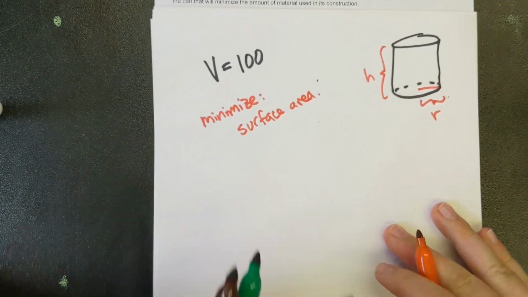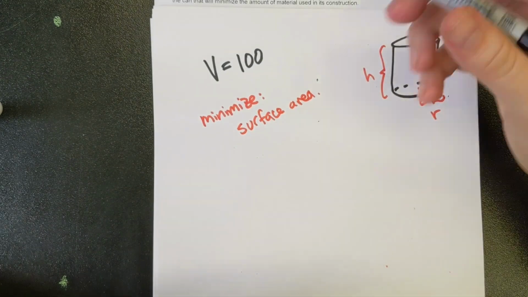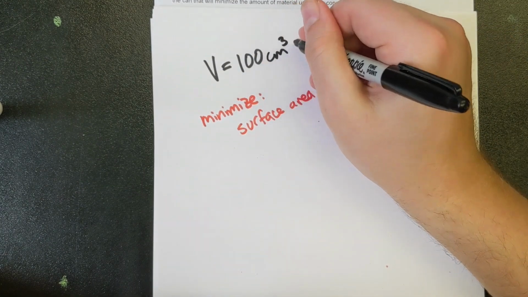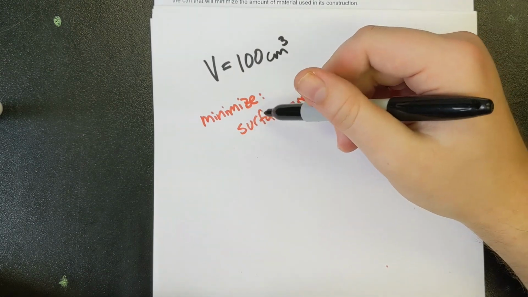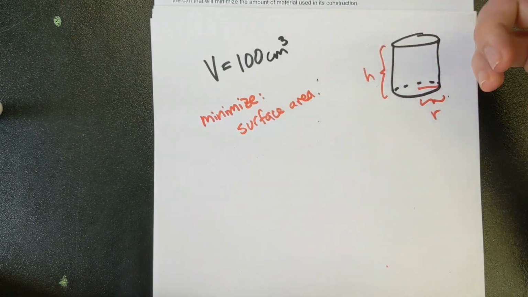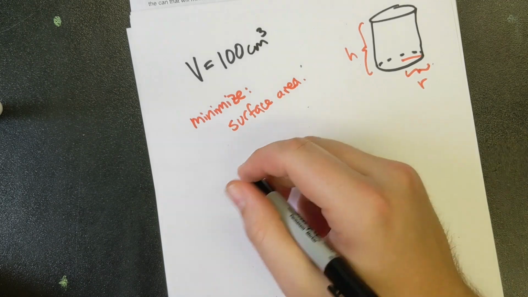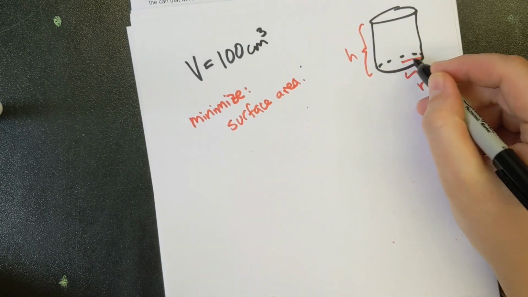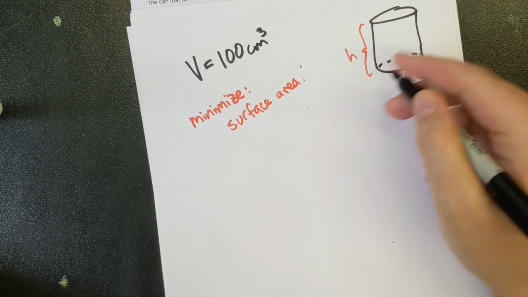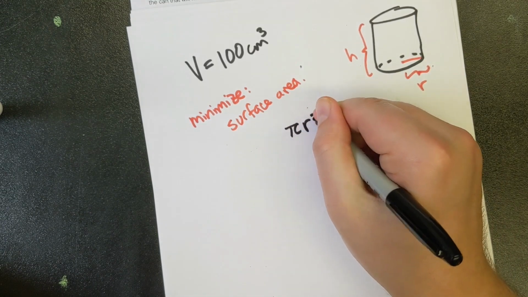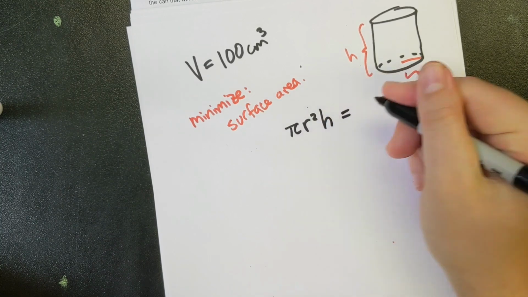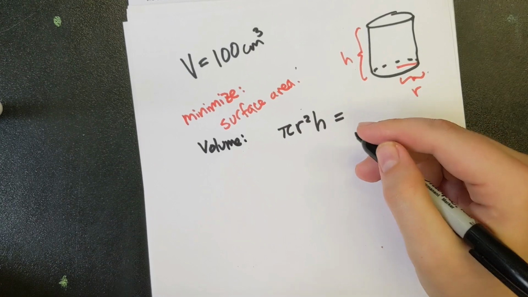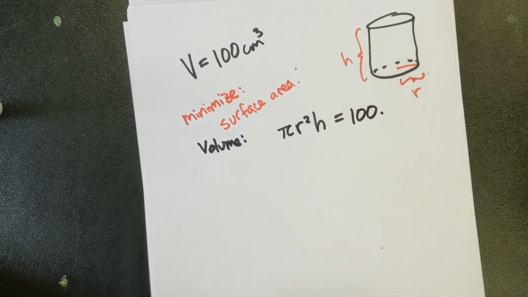So let's see if I can get equations for these two, my constraint, my volume, and my problem I want to optimize, which is my surface area. So let's try to get expressions for them. I'm told that my volume is base times height. So my volume is pi r squared times height. That's my volume. And that's fixed. That has to be 100.